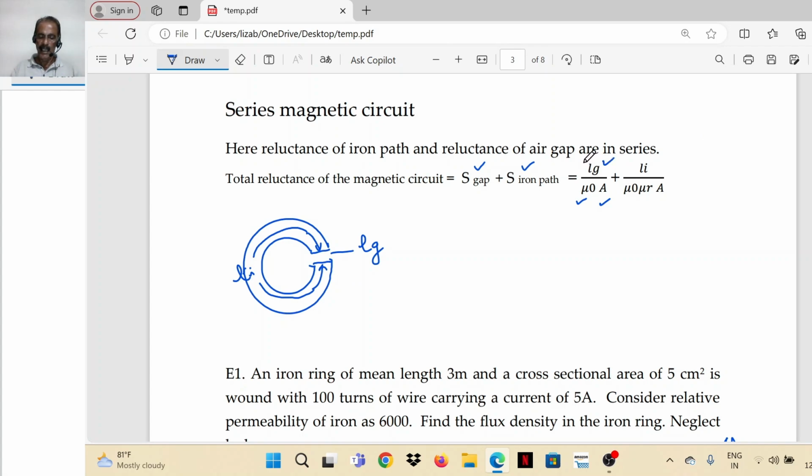So this is the reluctance of the air gap plus the reluctance of the iron path, where Li is the length of the iron path. It is marked here from this point to this point. That is the length of the iron path, divided by mu naught, permeability of free space, into mu r, relative permeability of this iron ring, into cross-sectional area. So when the ring contains an air gap, the total reluctance is to be calculated in this way.